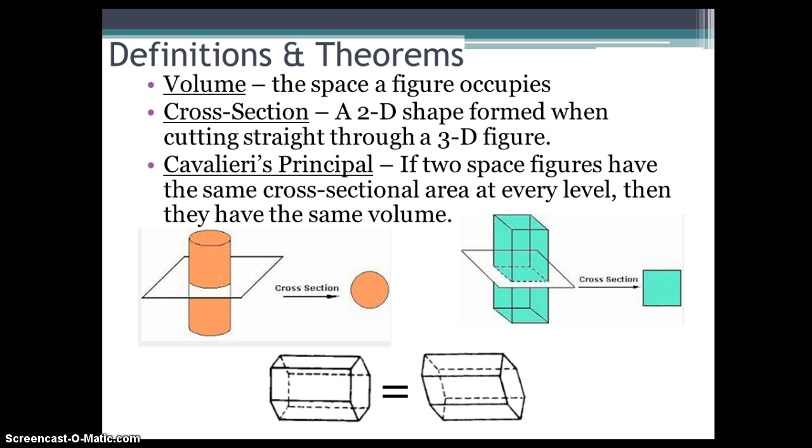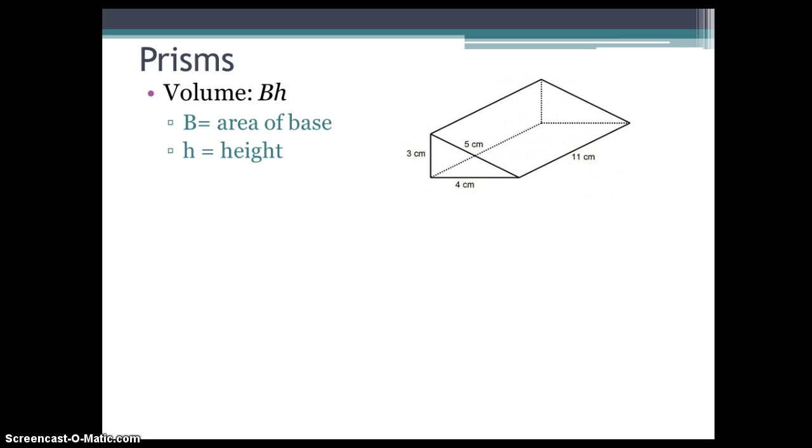The other thing we need to be familiar with is Cavalieri's principle, which says if two space figures have the same cross-sectional area at every level, then they have the same volume. And that's really wordy, but basically what it's saying is if I have a prism and I have the same prism, but now I make it an oblique prism, they're still going to have the same volume. So I can figure out the volume of a prism the same way I could figure out an oblique prism or oblique figure of any sort.